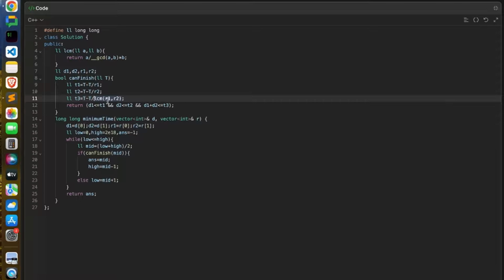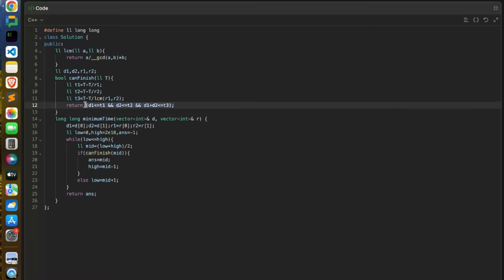For example, let's say R1 is 2 and R2 is 3. So for time 6, then 12, these are the times when both would be recharging, right? So these are common times. And t divided by the LCM of R1 and R2 is the time when both would be recharging, and if you subtract it from t, T3 is the time when both can make the deliveries.